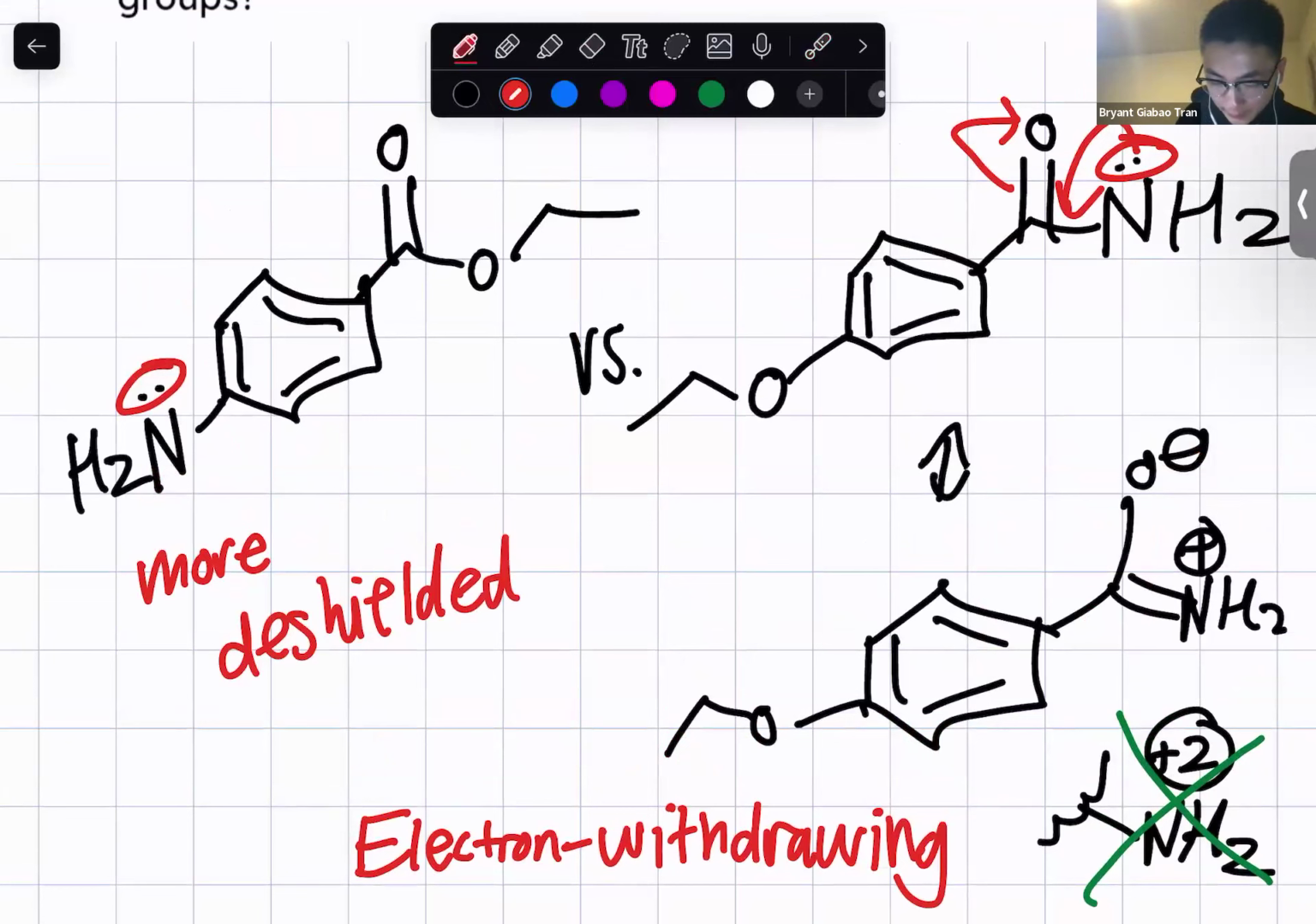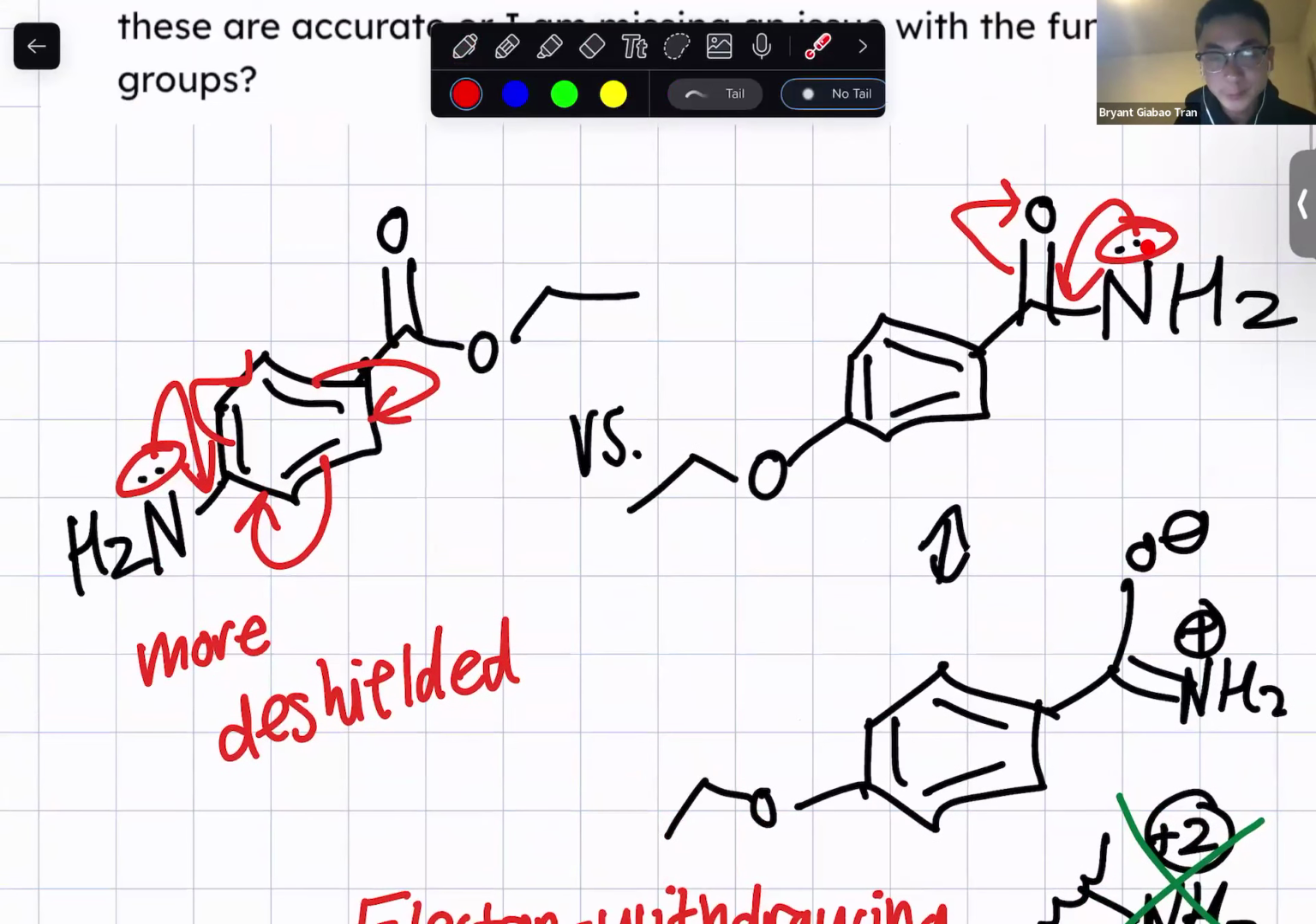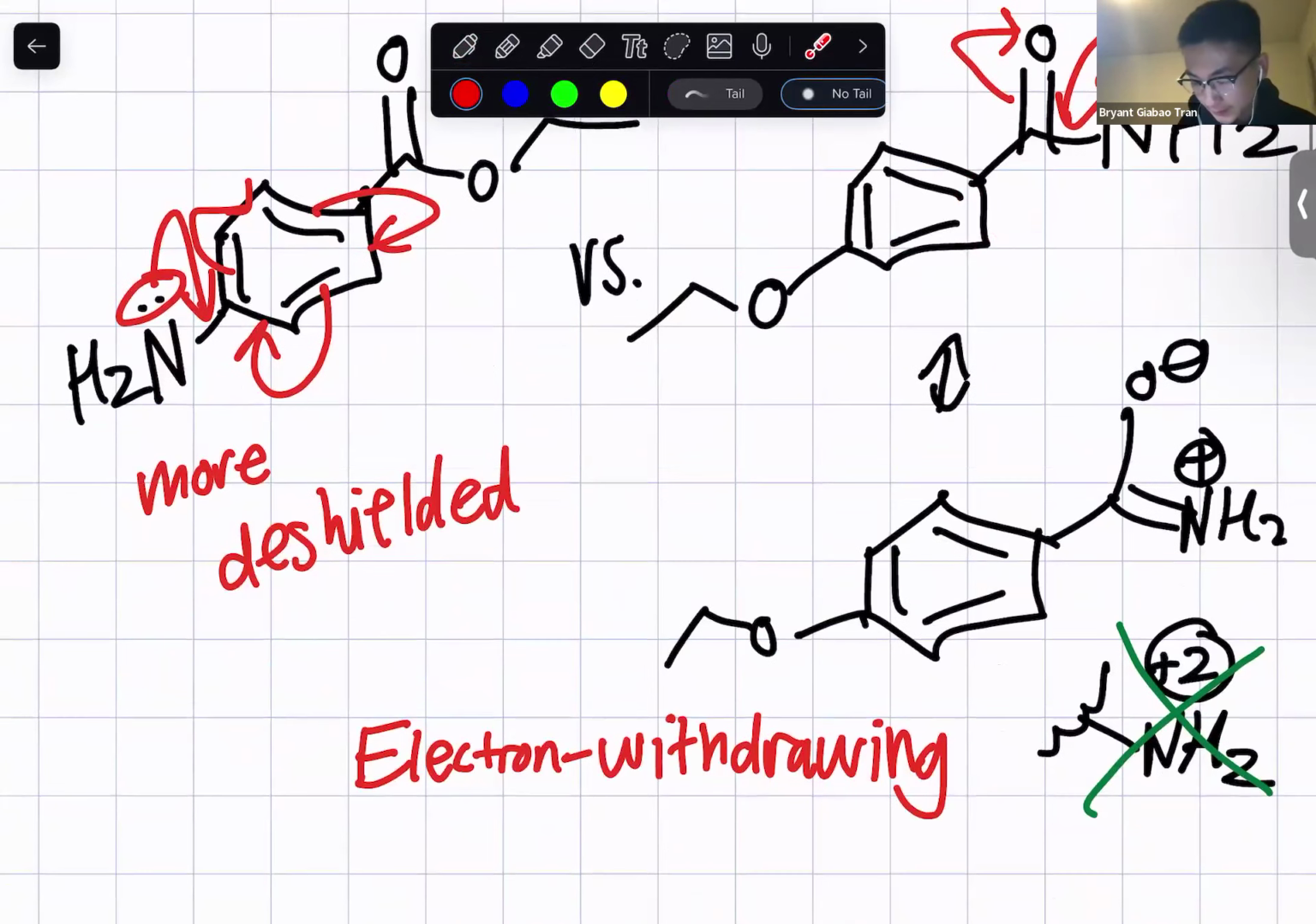But if we look at the amine here, on the left side, that lone pair can actually do resonance all around the benzene ring like that. Right? This lone pair here can't do resonance with the benzene ring, even though it looks like it can do more resonance because of the extra carbonyl here. It can't reach the benzene ring because it would reach this very unstable positive two charge here. Does that make sense?